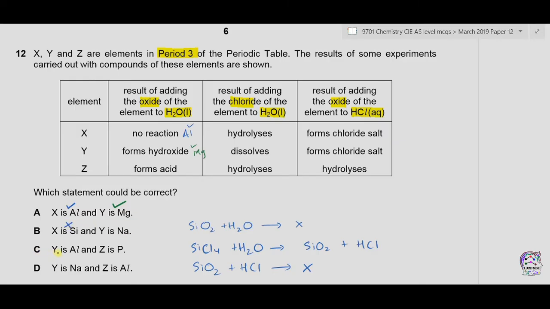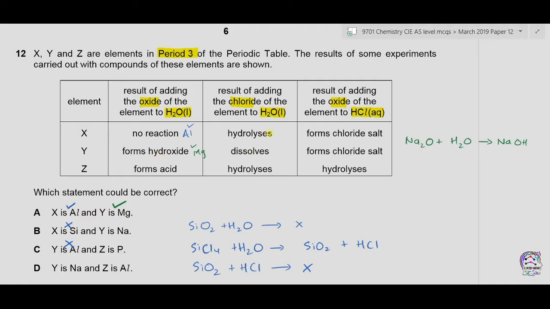For option C, it says Y is aluminum. Aluminum oxide forms hydroxide with H2O, so this is incorrect, as aluminum oxide is insoluble in water and it does not react. D says Y is sodium and Z is aluminum. Finding out the reaction of sodium in Y, we have sodium oxide plus water, it forms sodium hydroxide. So this is correct for sodium.